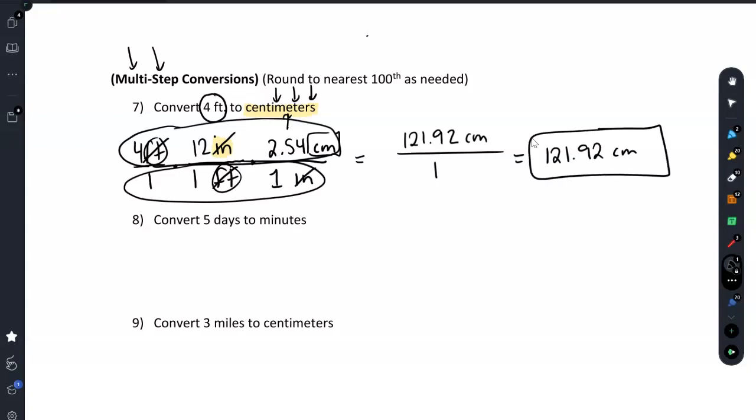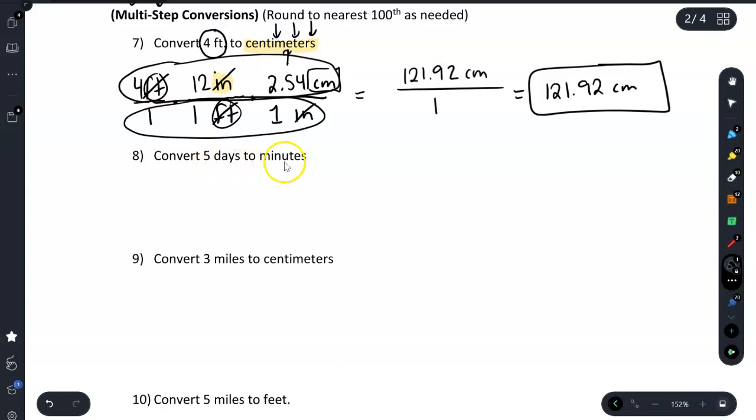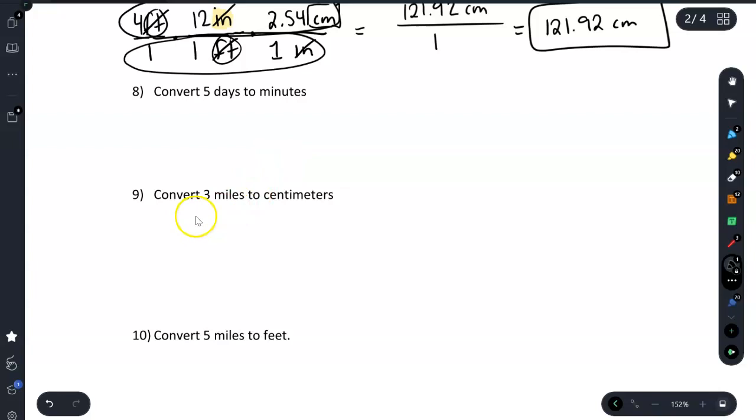So that one, it took me 2 fractions to multiply to get to my answer. You're going to want to do the same with number 8. Convert days to minutes. You first probably have to convert this to hours and then to minutes. Let's look at number 9.